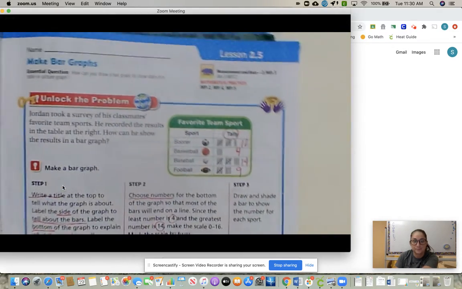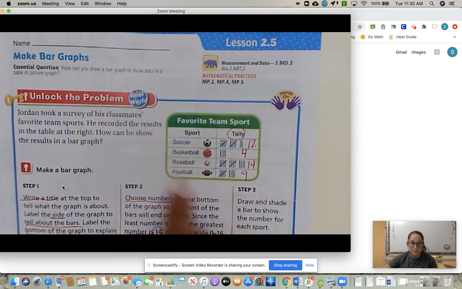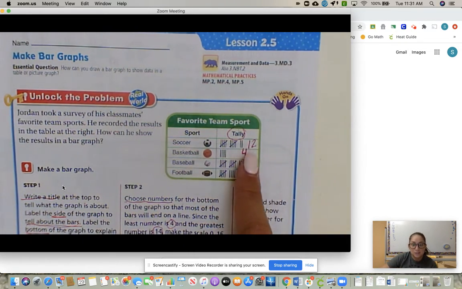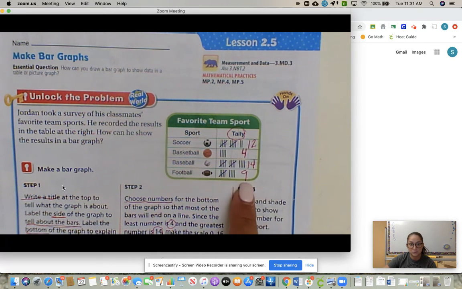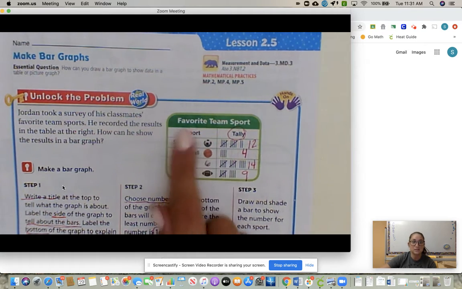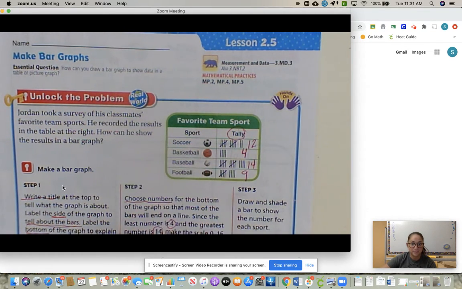So right away, I don't even want to read the question. I want to turn my tally chart into a frequency chart, as in write the numbers next to your tallies. So soccer, we have 12, basketball 4, baseball 14, and football 9. And it is our favorite team sports. So we have soccer, basketball, baseball, football.